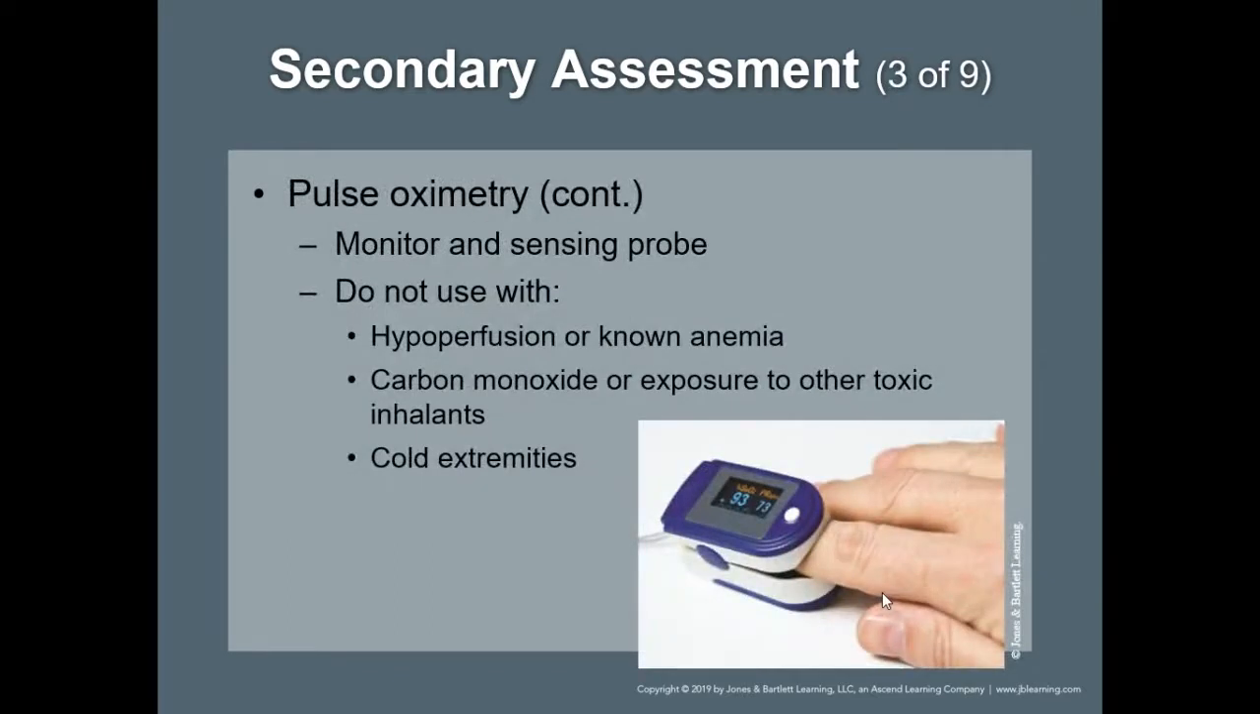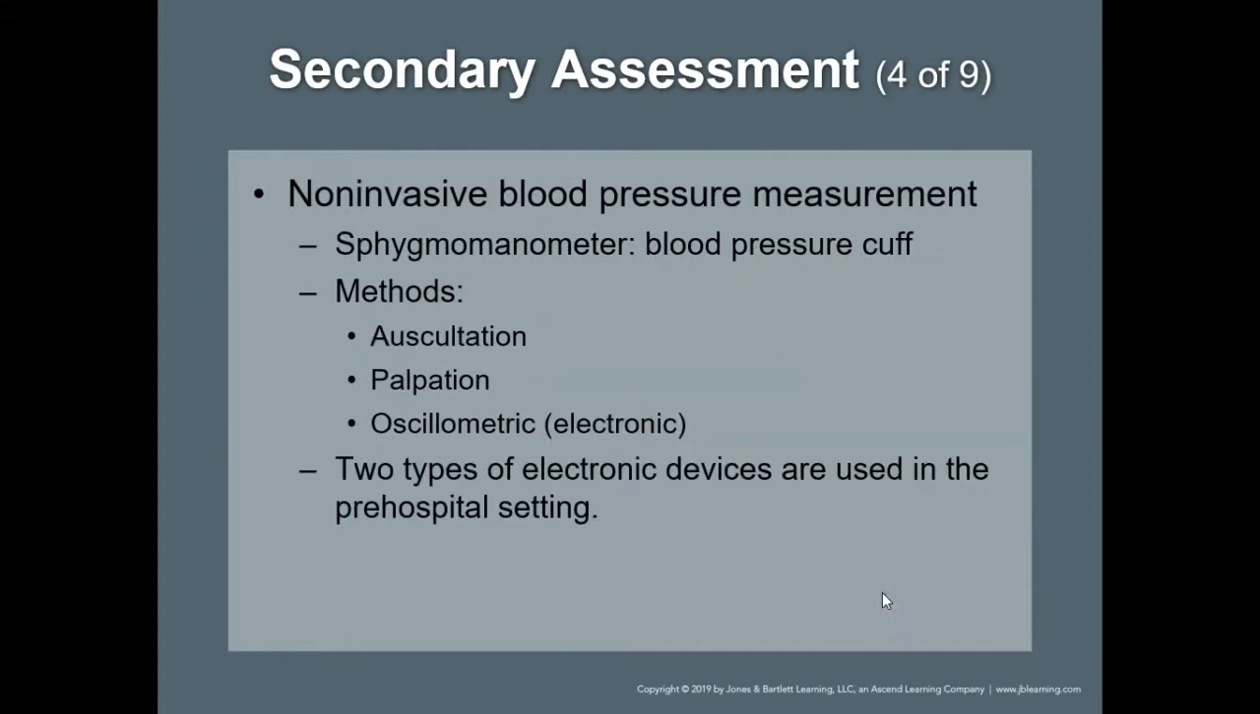Pulse oximetry continued, monitor and sensor. It has a monitor and sensing probe. Do not use with a patient who is showing signs of hypoperfusion or known anemia. It can give you a misleading reading. For persons who have carbon monoxide or exposure to other toxic inhalants, it can throw off the reading. If the extremity is cold, it can also throw off the reading.